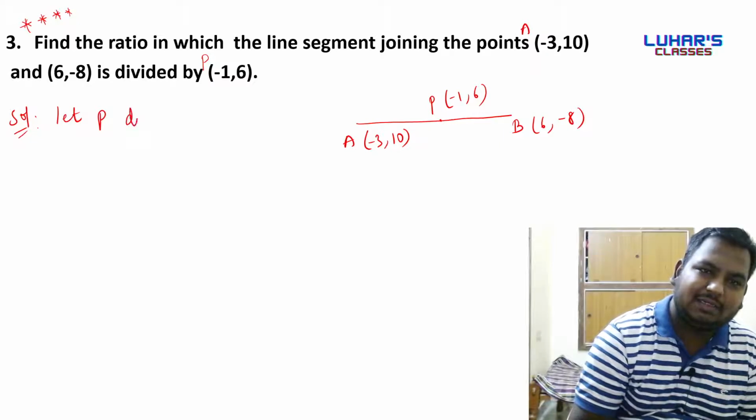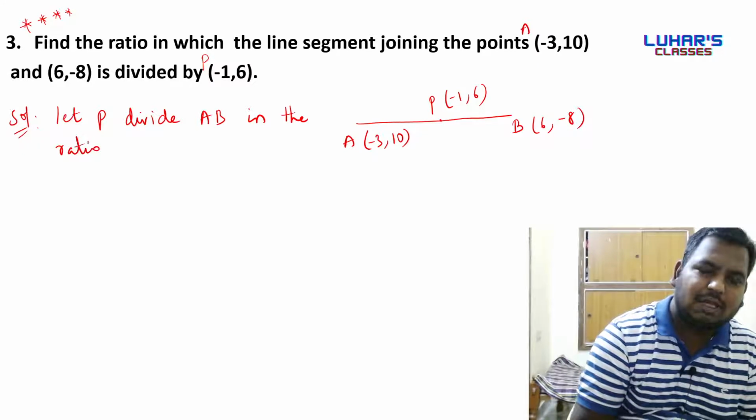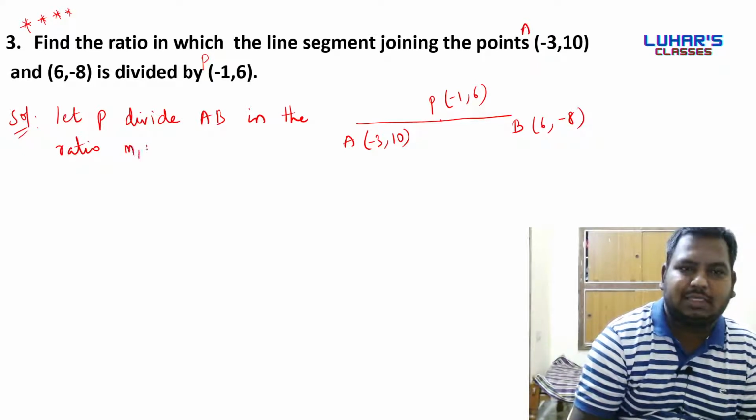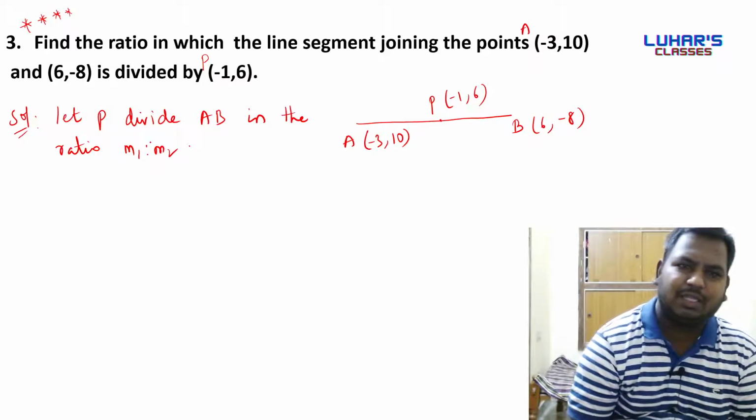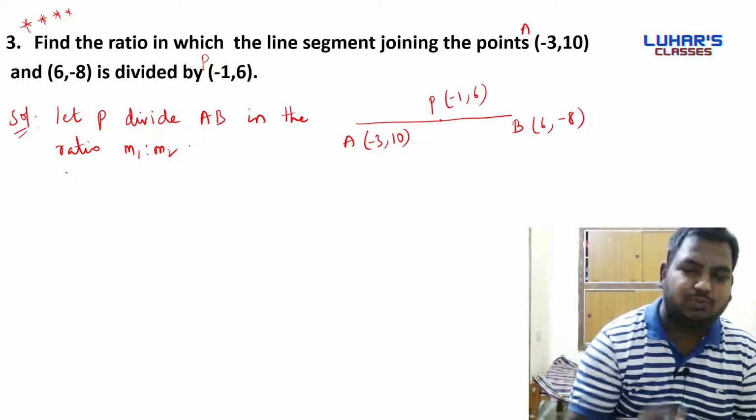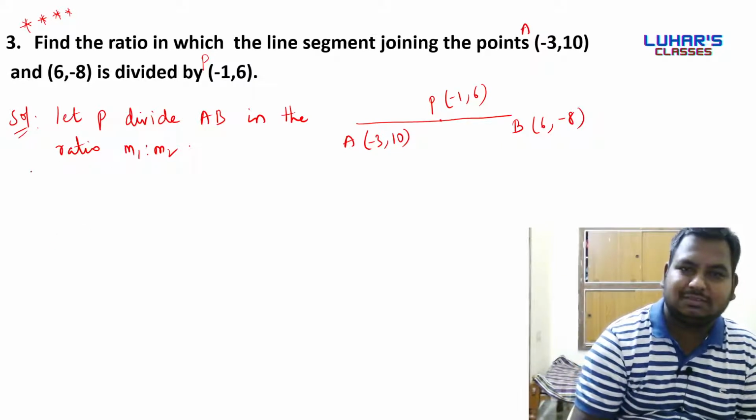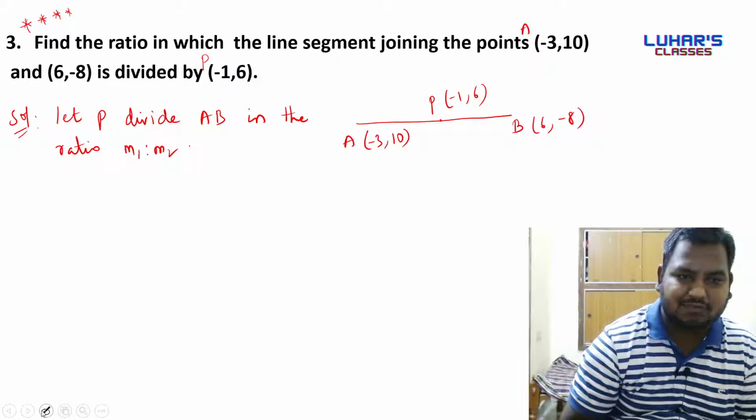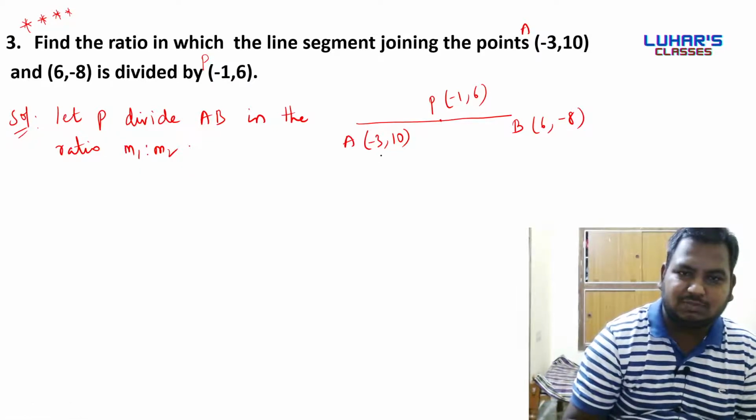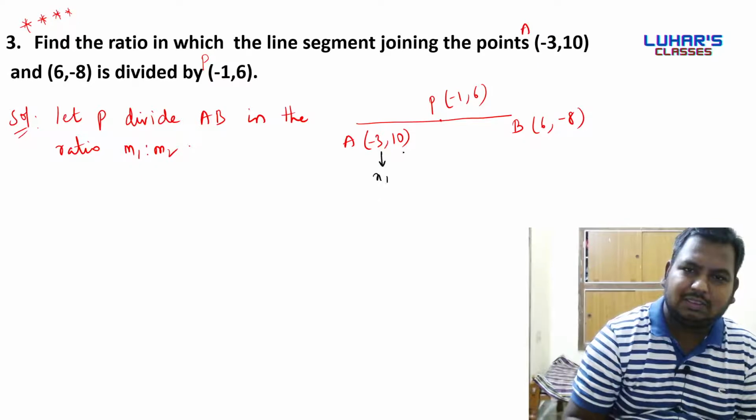So here we are going to assume, let P divide AB in the ratio m1 is to m2. Now what shall we do? We shall apply the section formula, nothing else. We'll assume this as x1, this as y1, this as x2, this as y2.